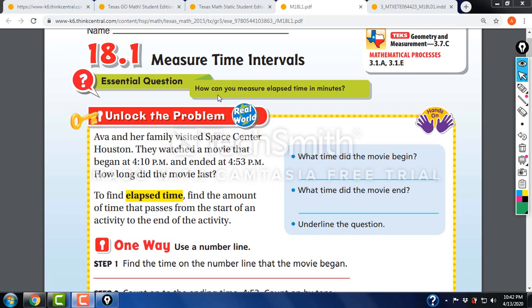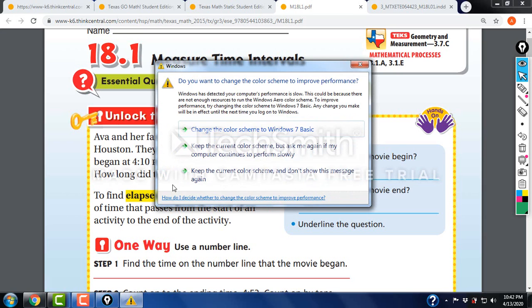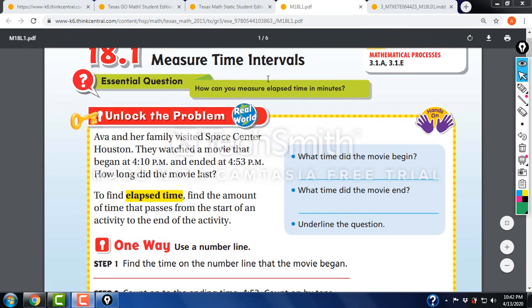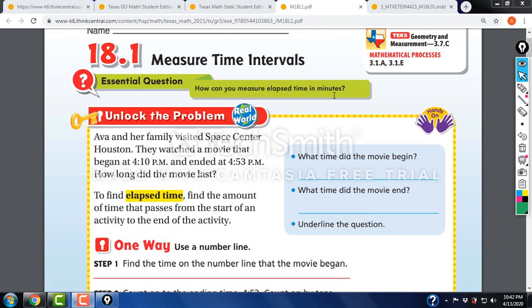Alright, we're going into a new section, 18.1, and we're looking at measure time intervals. We're going to learn today how you can measure elapsed time in minutes. We're going to start slowly with this, and eventually it's going to increase in difficulty levels. So for today, we're looking at elapsed time. You can do this two ways. You can work this out on your own up until you get to the daily task assessment, start the video, and then check to see how you did. Or you can just follow along with me, whatever is easier for you.